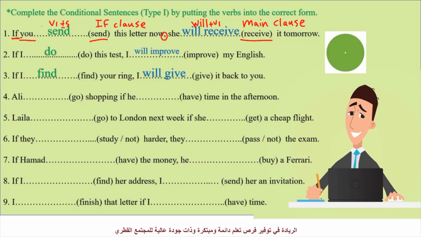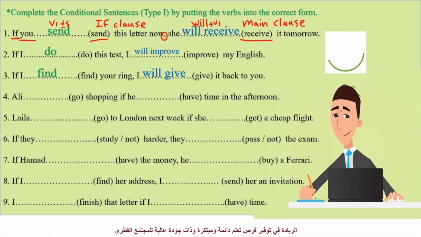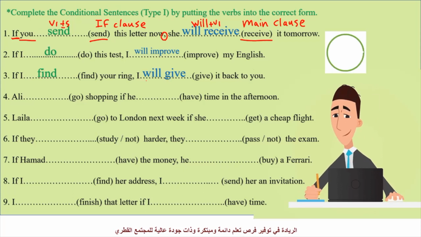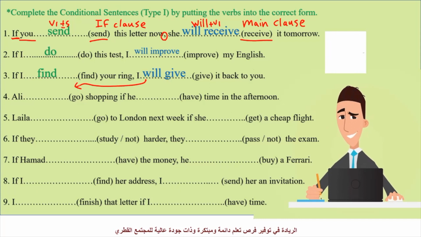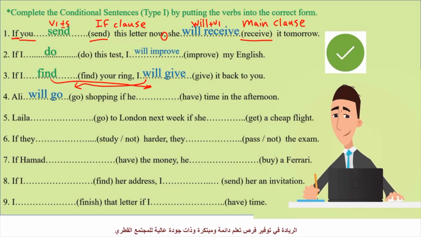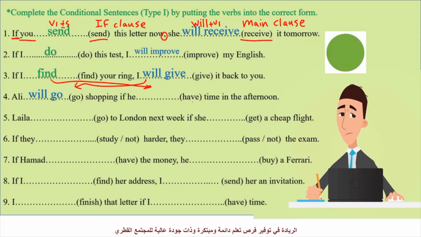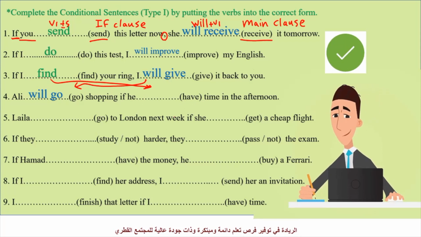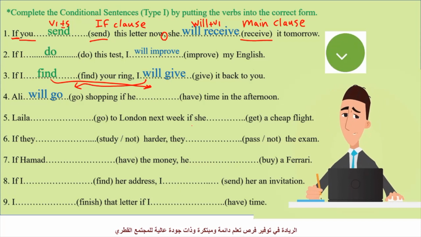In the fourth example and the fifth example, here the main clause precedes the if clause. That means we have to change the clauses, and we have to write here the future simple sentence and here the present simple sentence. Ali will go shopping if he. The verb have is the base form, but if I wanna write it with he, because he is one of the third person singular, we have to write it as has.